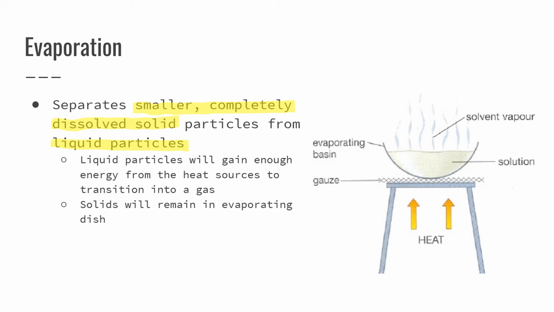When we're using the process of evaporation, you're going to be applying a heat source to the mixture, and that heat source is going to cause the liquid particles to boil and transition into a gas. When they transition into a gas, they're going to just join the atmosphere, and what will be left in the evaporating dish or the evaporating basin is going to be just the solid particles.